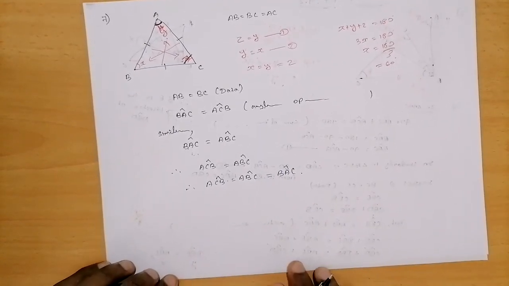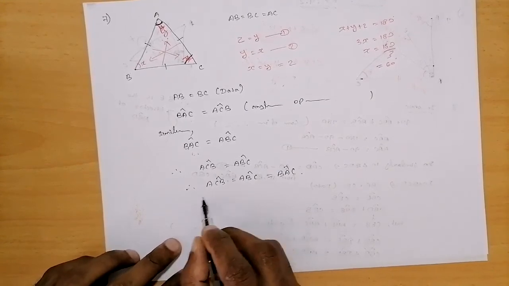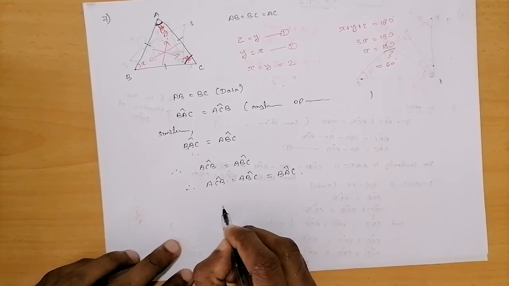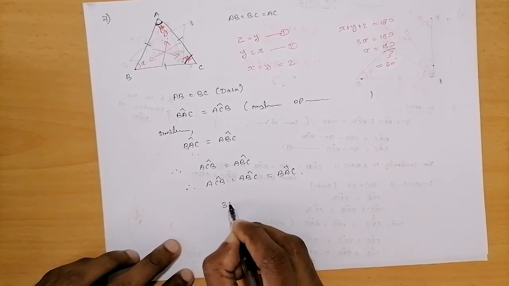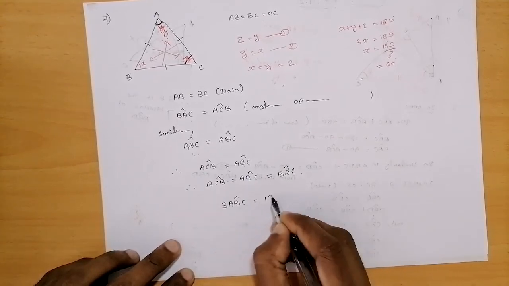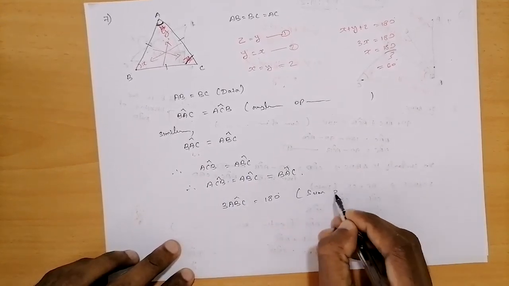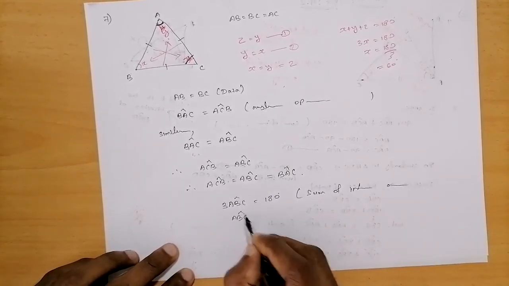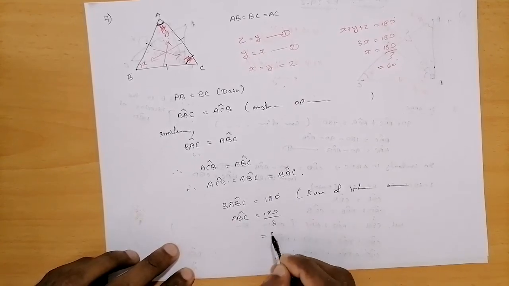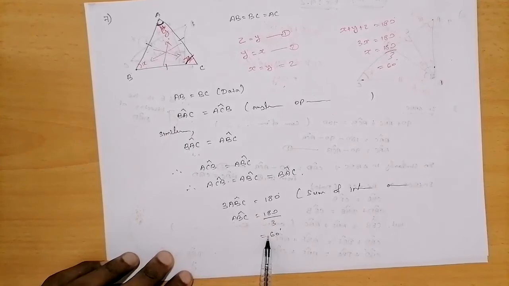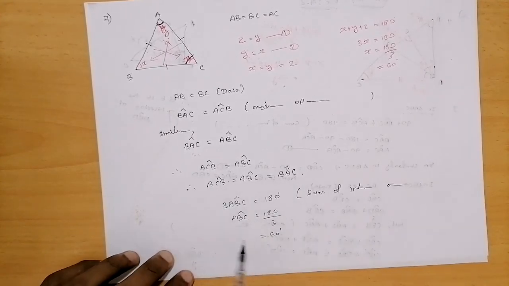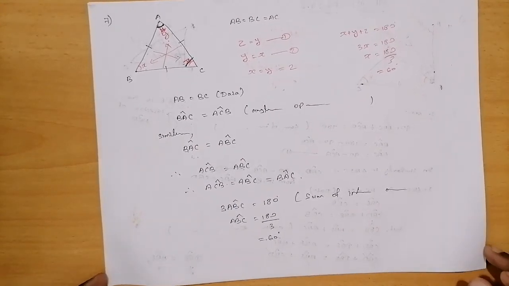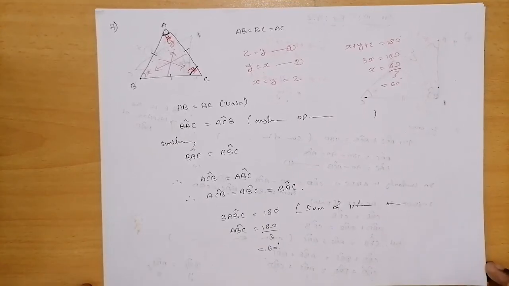So now we can go for interior sum. So we can take one of the angles because all three are equal. We proved that. So we take ABC. So 3 ABC is equal to 180 because sum of interior angles of a triangle. So ABC is 60. So when the ABC is 60, all three angles are equal. Individually, all three angles are 60.